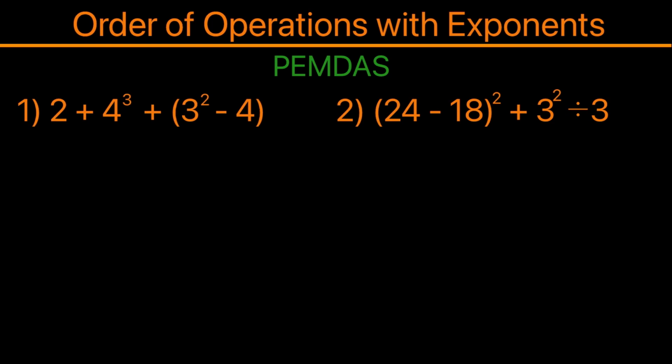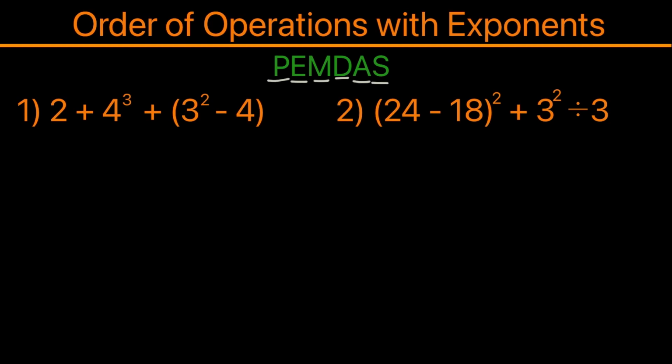So the abbreviation of PEMDAS that we have, P is for parentheses, E is for exponents, M is for multiplication, D is for division, A is for addition, and S is for subtraction. So when you're handling an expression, you want to do them in this order.